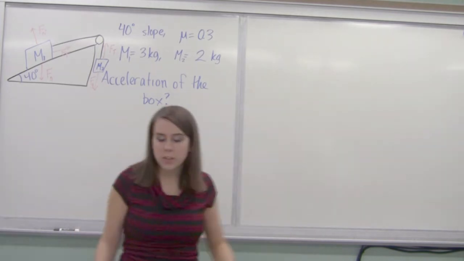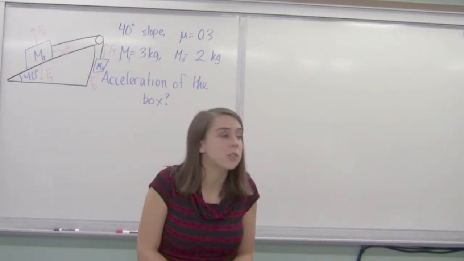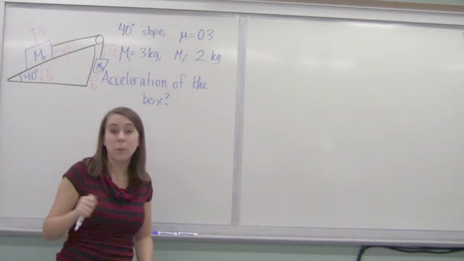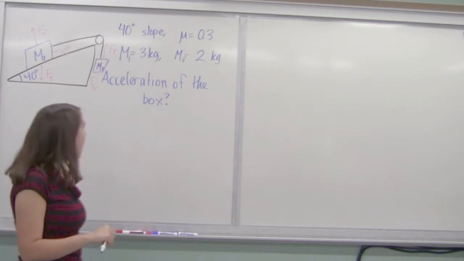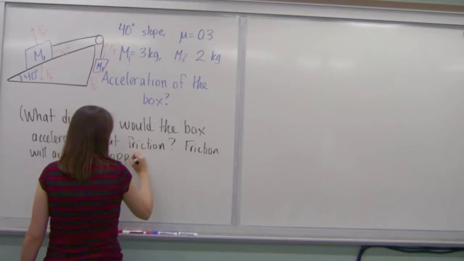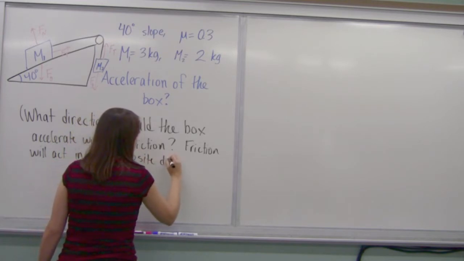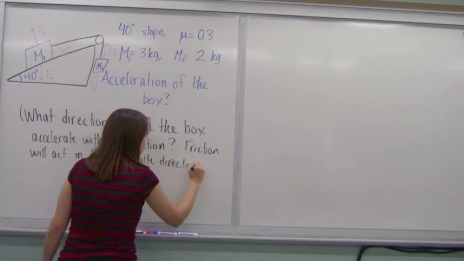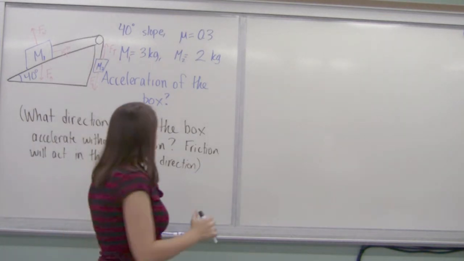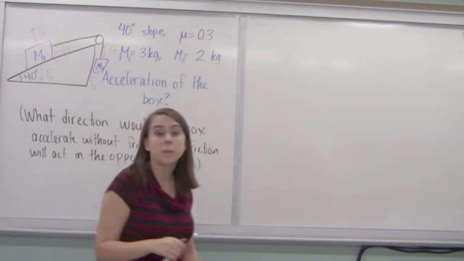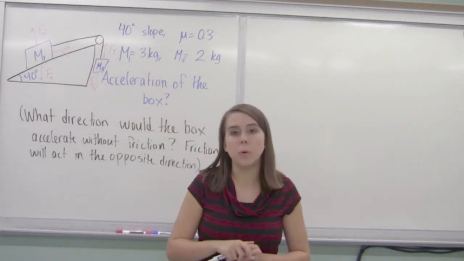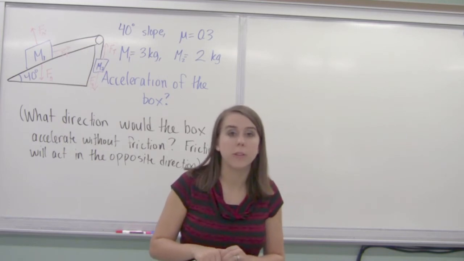I'm going to have to figure that out before I figure out which direction the force of friction will be. So the intermediate question I want to answer before I can answer the question that's given: what direction would the box accelerate without friction? And then I can figure out the direction that friction will be acting. Of course, that is assuming that we're starting at rest, because friction always opposes sliding. If we were starting with some motion, friction would be trying to oppose that motion right off.